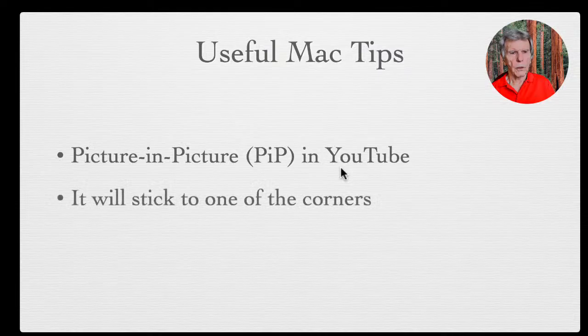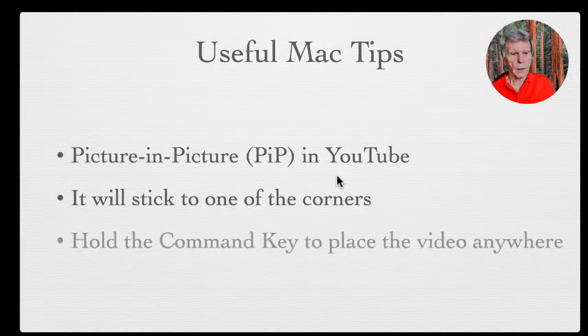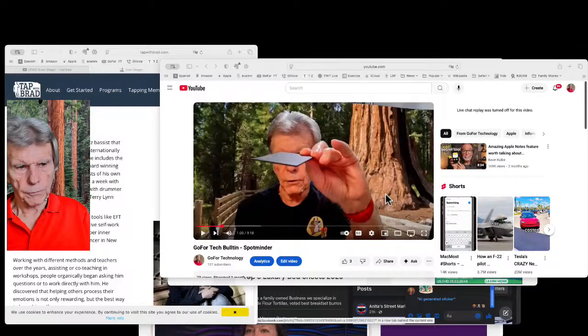So once you do that, the picture will click into one of the corners. So it'll automatically go into a corner. But if you want to put it someplace else, you hold down the command key and you move the window and it will stay wherever you put it. So let's see how that works.